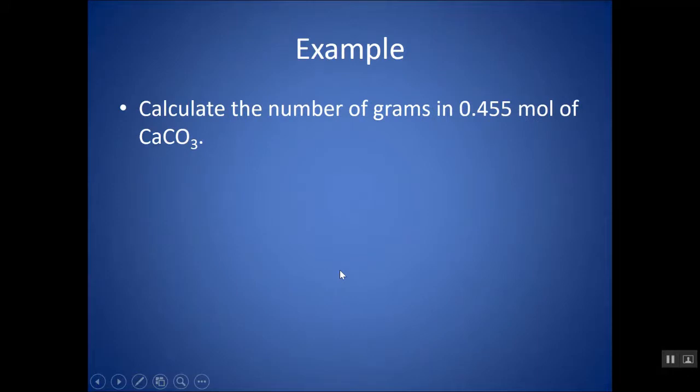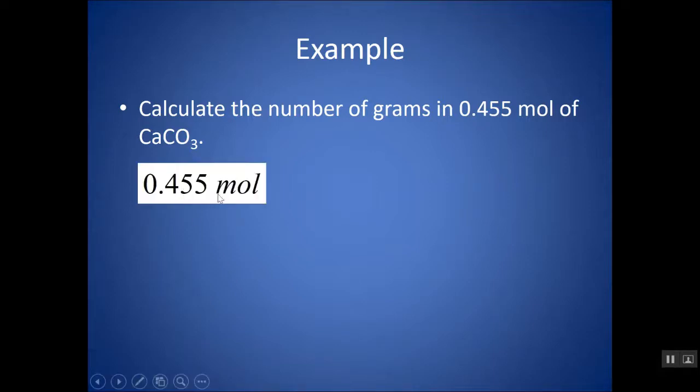Okay, let's take a look at an example. Calculate the number of grams in 0.455 moles of calcium carbonate. I'm starting with 0.455. I'm going to write my number and my unit. Be very specific about your unit. You might even want to write moles of CaCO3 to be specific.